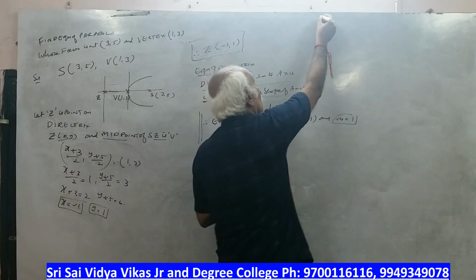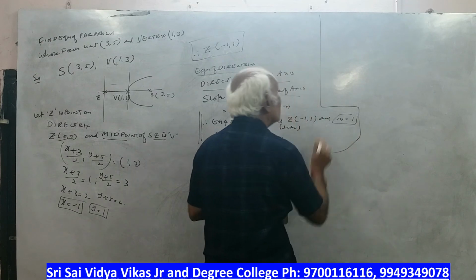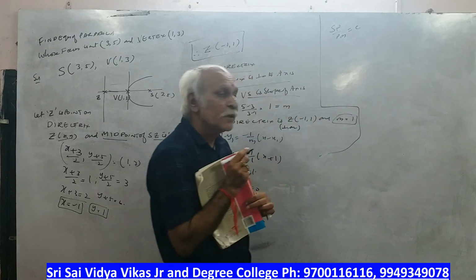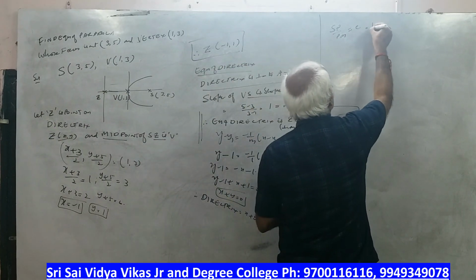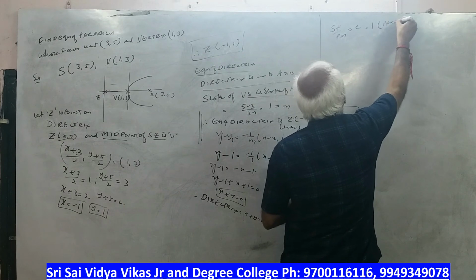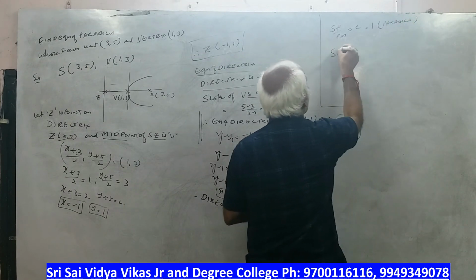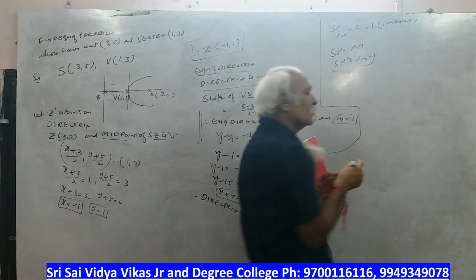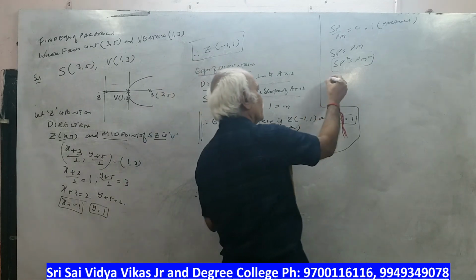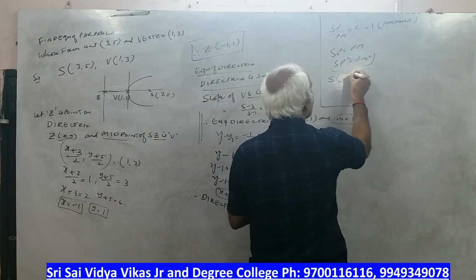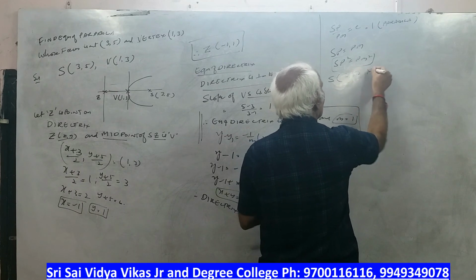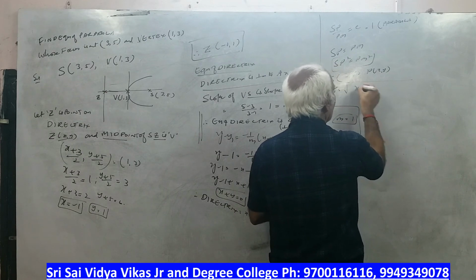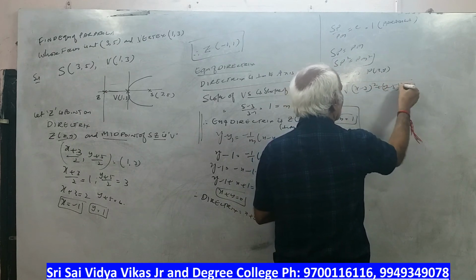Now, SP by PM is equal to e. Now we got SP by PM is equal to e, which is equal to 1 for a parabola. Therefore, SP is equal to PM, SP square is equal to PM square. Now what is the S value? Focus is (3, 5). Any point we consider is (x, y). So SP is equal to the root of (x minus 3) whole square plus (y minus 5) whole square.